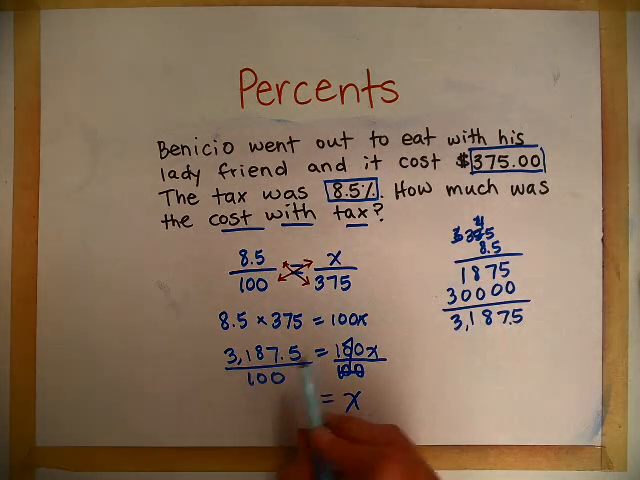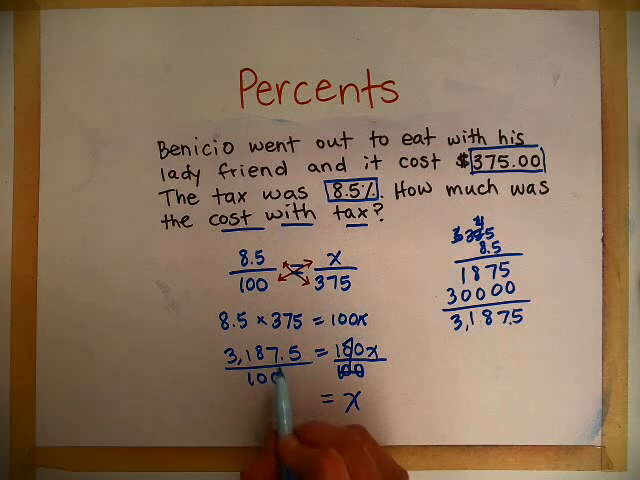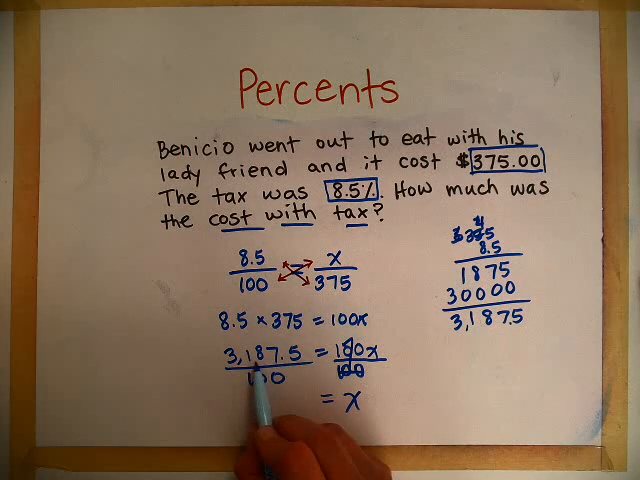1 times anything is whatever that thing is. And then if you remember from the last video, if you divide something by 100, you just move the decimal, and I kind of showed how that works in the last one. So you move it over twice because there are 2 zeros.